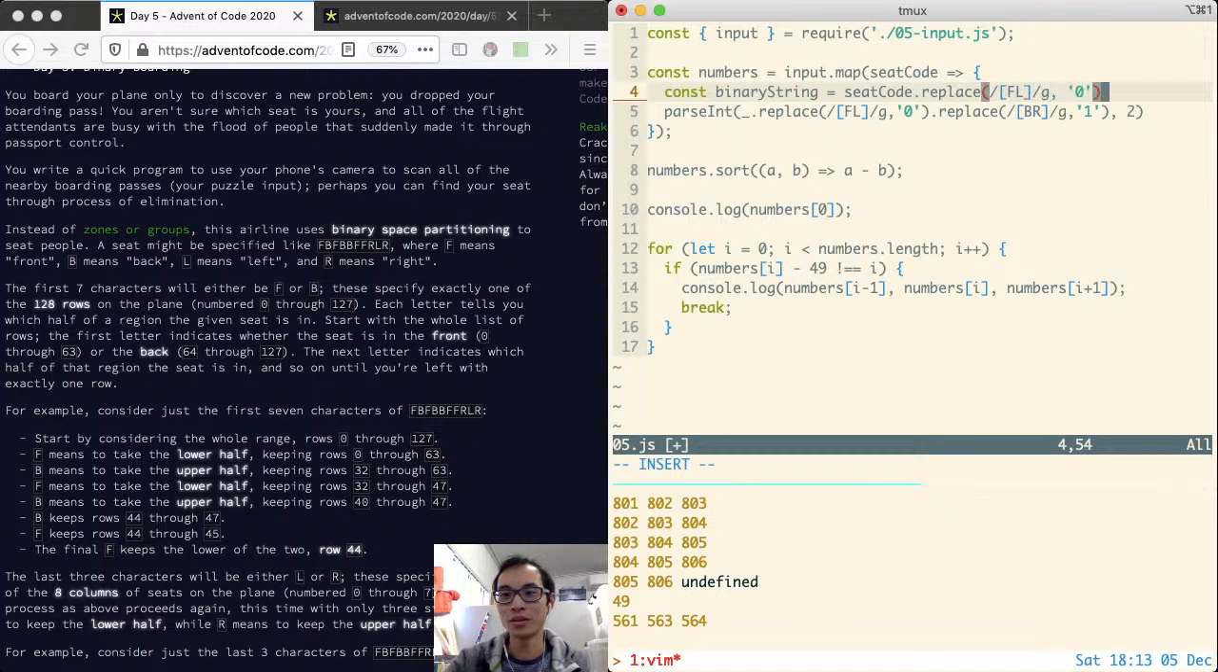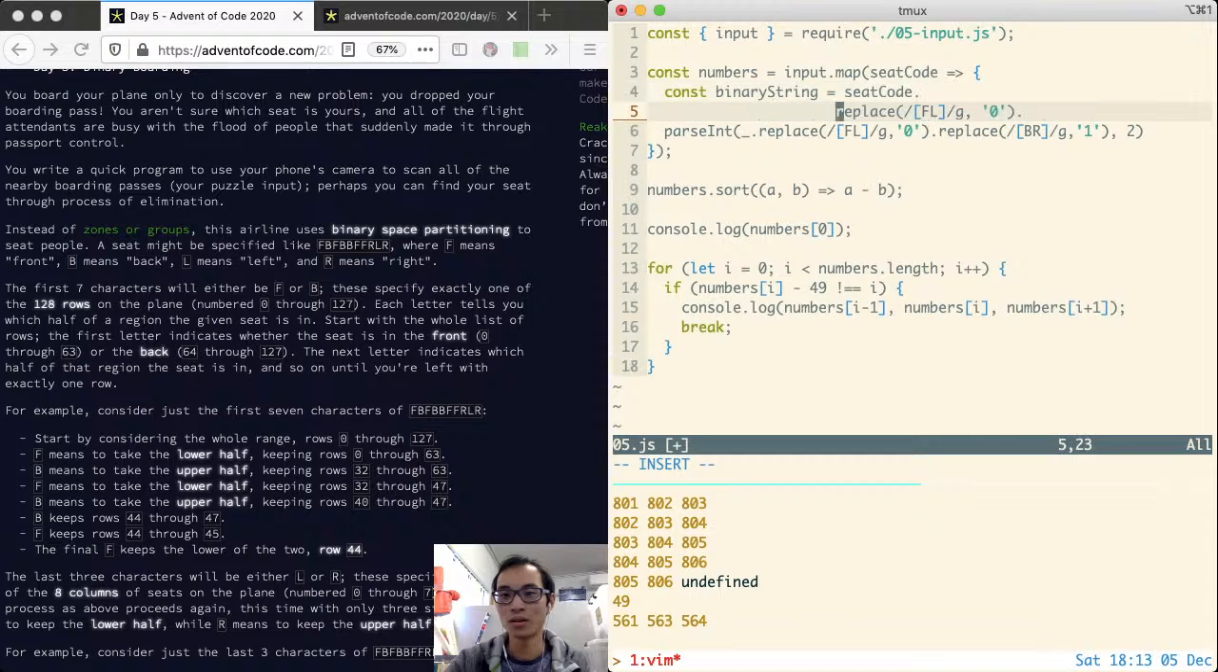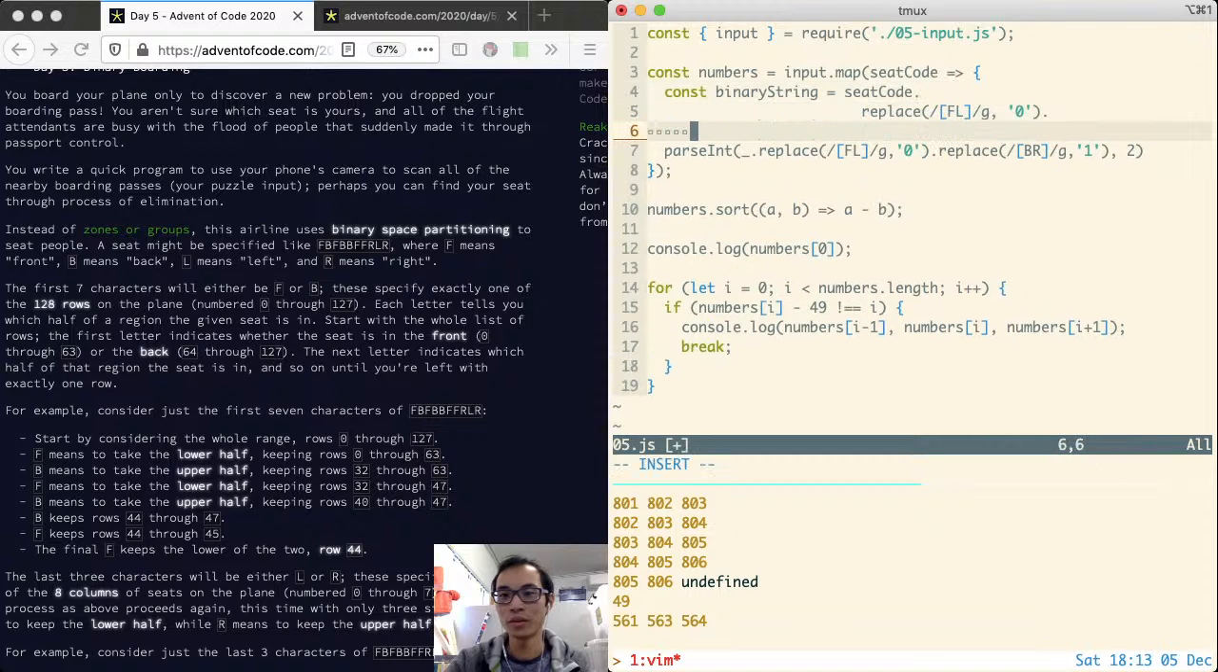with a 0, and you replace all the B's and all the R's with a 1. So that gives us, oops, I got this wrong. And so that gives us, here, binary string will be a string in binary that is the seat ID already.